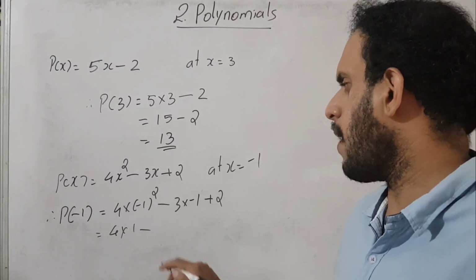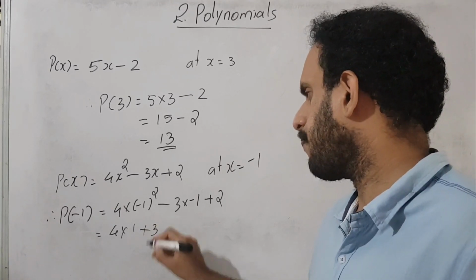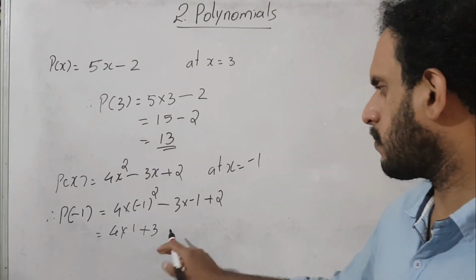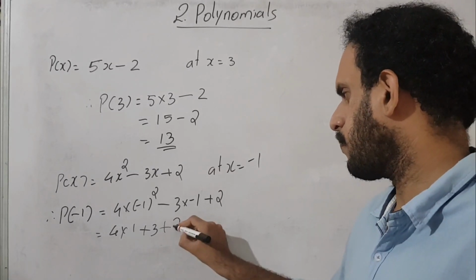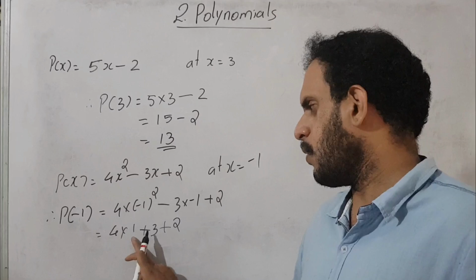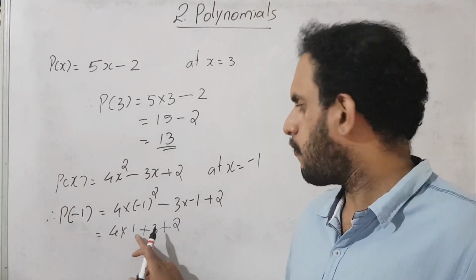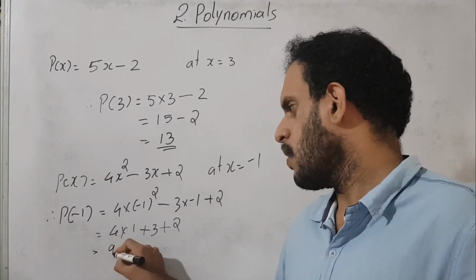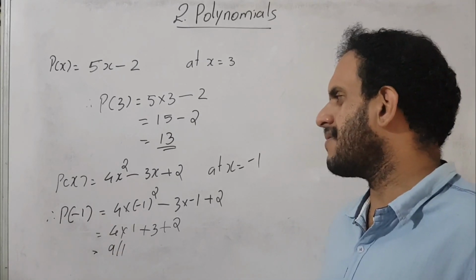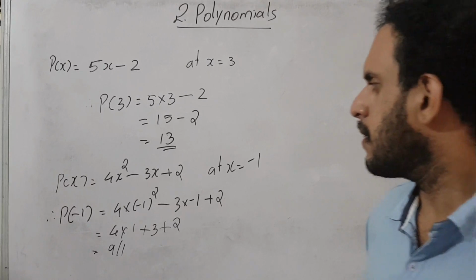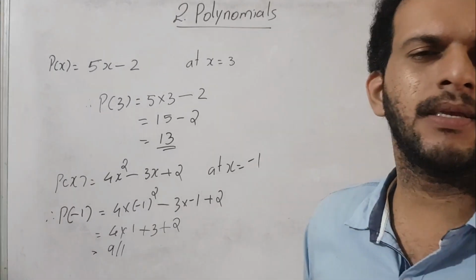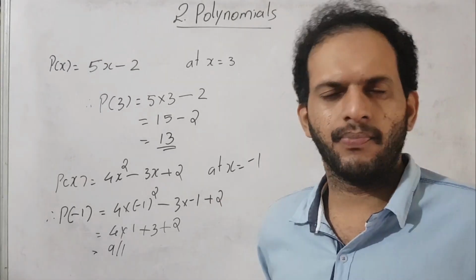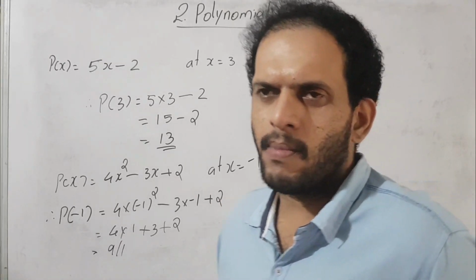Minus 3 into minus 1 is plus 3. Minus 3 into minus 1 is equal to plus 3, plus 2. So 4 into 1 is 4, plus 3 is 7, plus 2 is 9. So what is the value of p of x is equal to 4x square minus 3x plus 2 at x is equal to minus 1? That value is 9. Okay, I think you remember this one.